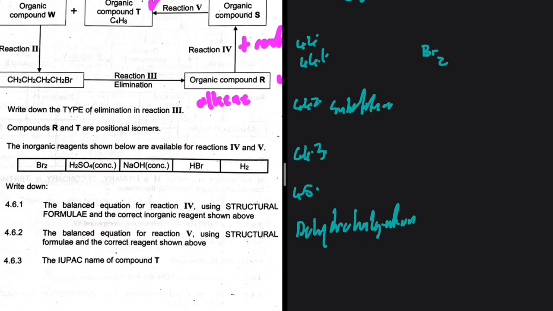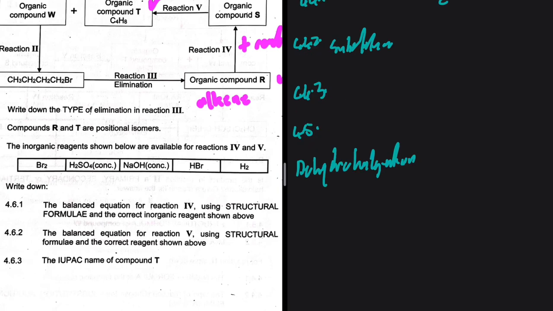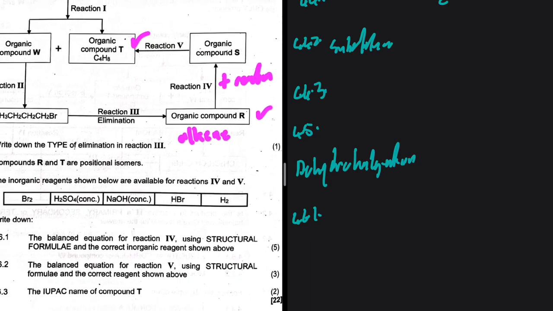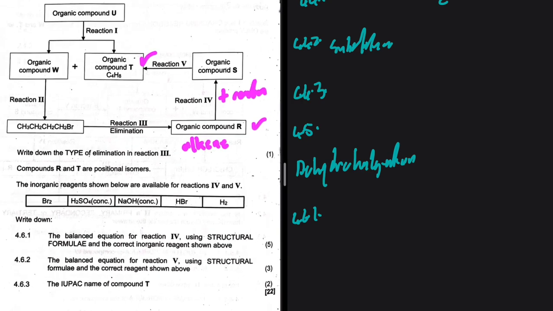The inorganic reagents shown below are available for reaction 4 and reaction 5. And then we have those inorganic reagents that are given. And then 4.6.1, write down the balanced equation for reaction 4 using structural formulae and the correct inorganic reagent shown above. So let's try and crack the equation. Okay, so we need the complete reaction for reaction 4. We need to figure out what that is.